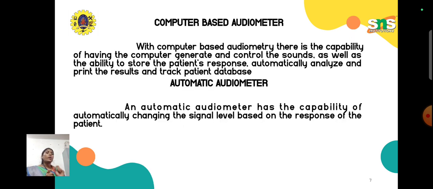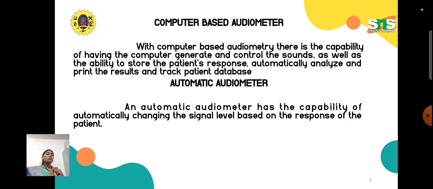The next one is the computer-based audiometer. In this, we have the setup with computers. The computer generates the tones we require, at whatever intensity and frequency we want, and it also has controlling capacity, so it controls the sounds. The main advantage of using this computer-based audiometer is that we can store the patient response, and later retrieve it for further reference. That is the reason we have the computer-based audiometer.